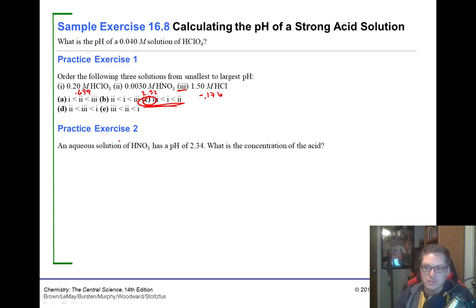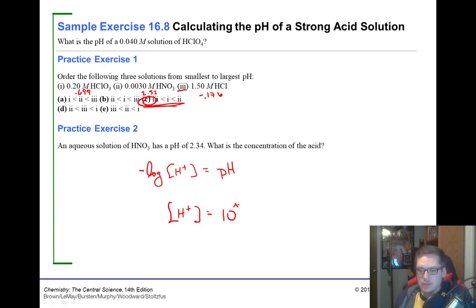All right, practice exercise 2. It says an aqueous solution of nitric acid has a pH of 2.34. What is the concentration of the acid? Well, we know that the negative log of the concentration of H plus is equal to our pH. So that means the concentration of H plus is equal to 10 to the negative pH. So the concentration of our H plus is equal to 10 to the negative 2.34.